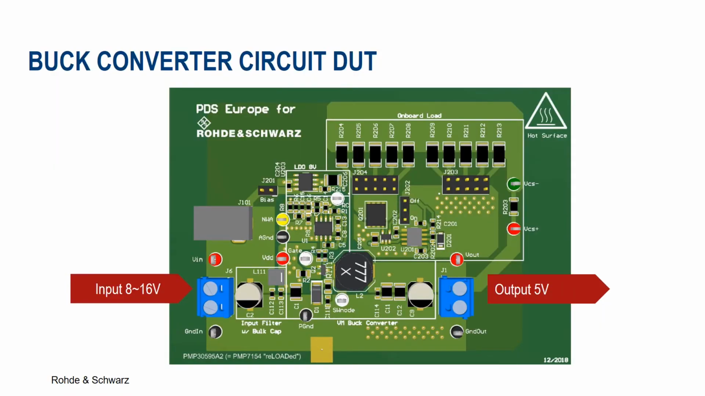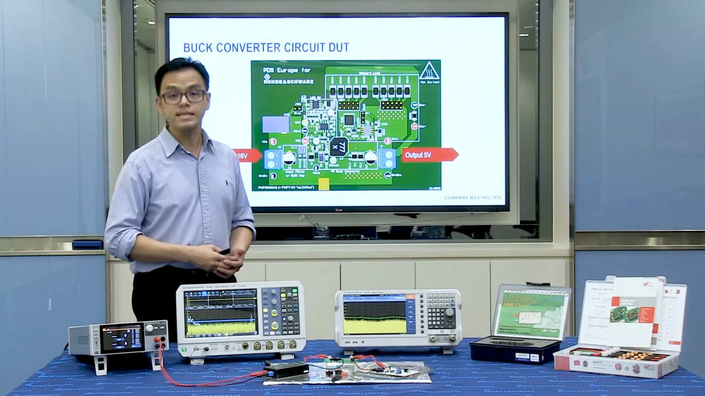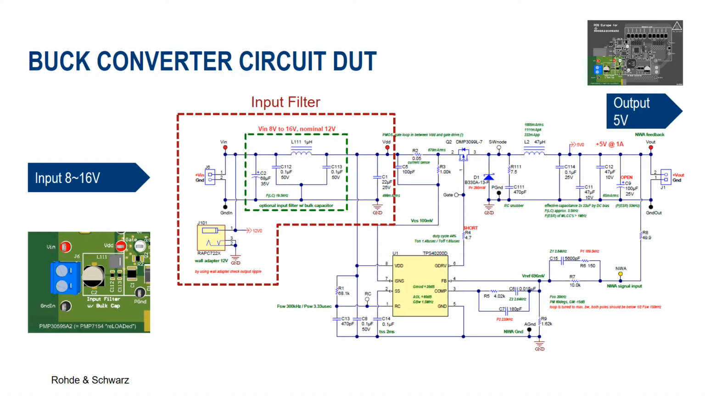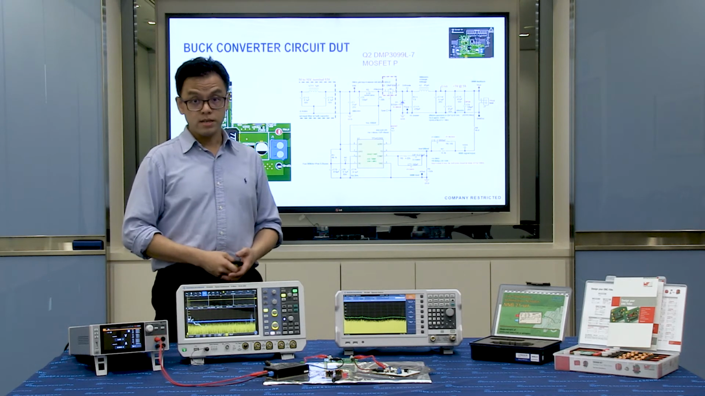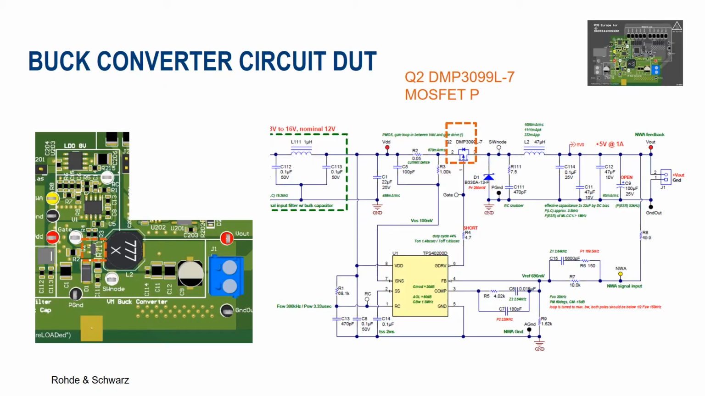It is a simple buck converter switch mode power supply that will take an input of 8 to 16 volt and provide 5 volt as output. The buck converter is built with an input filter. After the filter, the power input will be controlled by a MOSFET switch. We can look into the gate signal and output at the switch node.